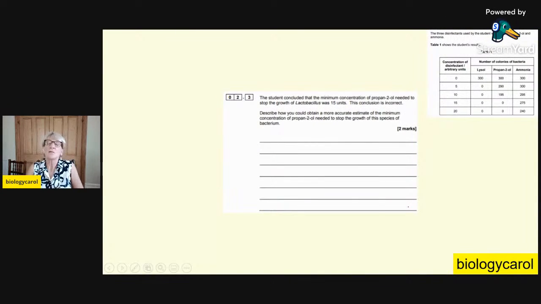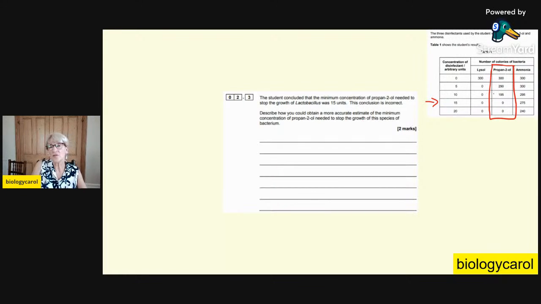So the student concluded that the minimum concentration of propan-2-ol needed to stop the growth of the lactobacillus was 15 units. From this column of the table here and this bit here, because at 15 arbitrary units of propan-2-ol, no lactobacillus grew. This conclusion was incorrect. Describe how you would obtain a more accurate estimate of the minimum concentration of propan-2-ol.